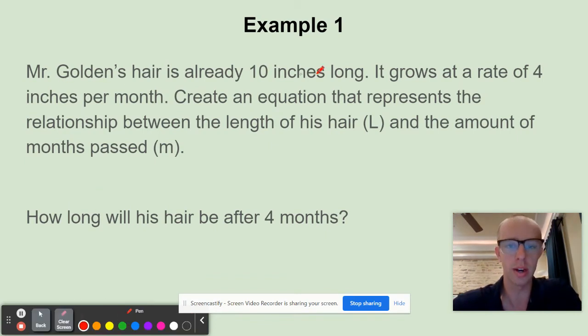It says Mr. Golden's hair is already 10 inches long. Let's see. Nice flowing hair.